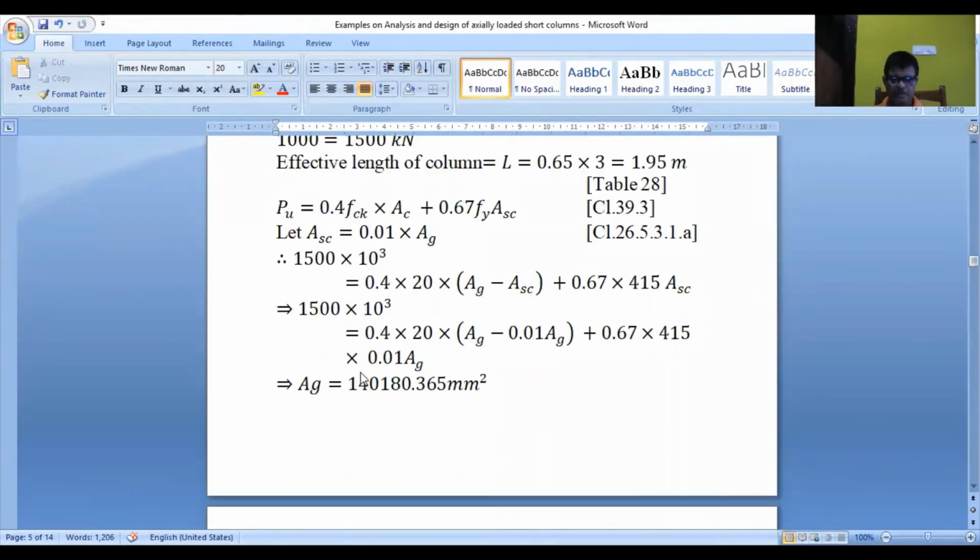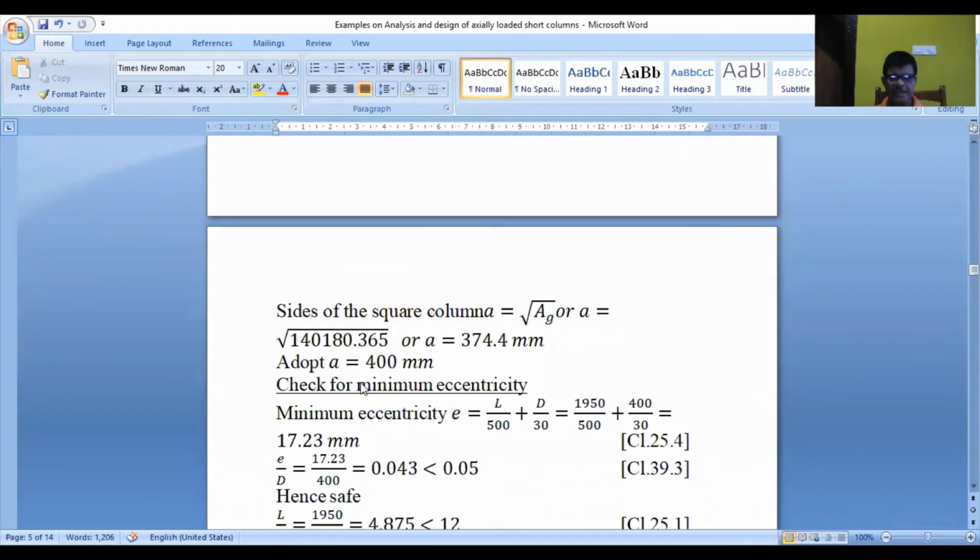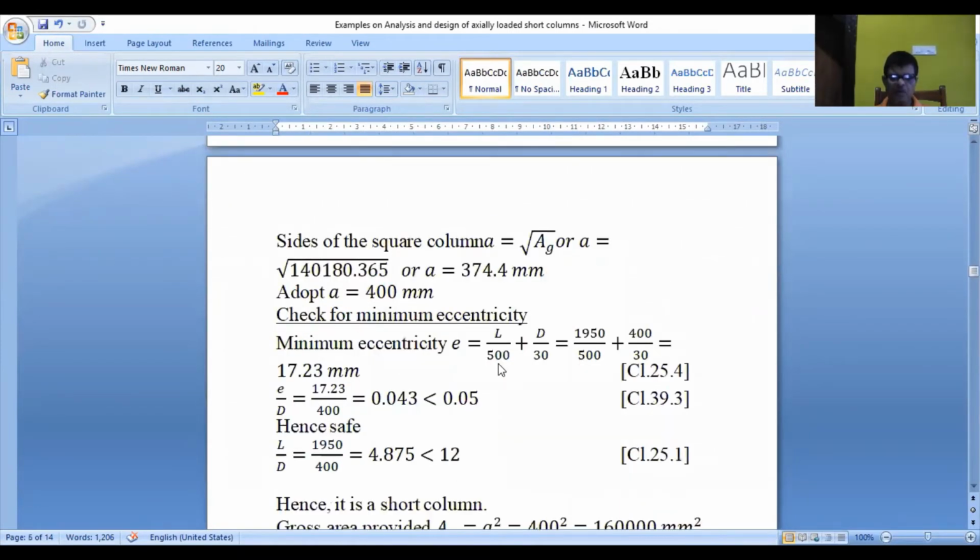Now because it is a square section and the gross area we have already found out, for a square section, what is this gross area? Gross area is equal to the square of the sides, whether A or B. We take the square root, and that will give the value of A. Now this is coming 374.4 millimeter. So you can fix a value more than this. It may be 380, 390, 400, 420, as you like. You can take the adopted value. The value shall be more than that.